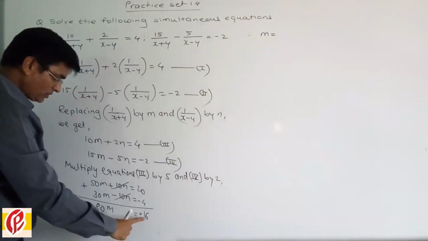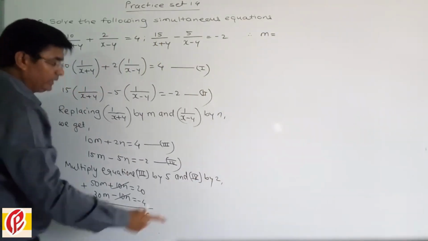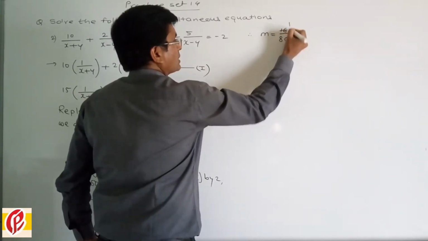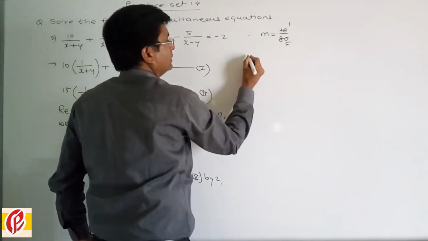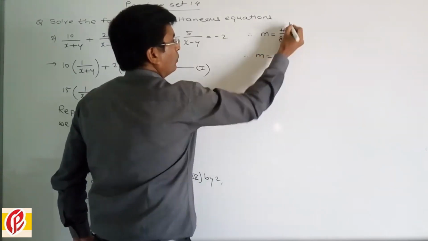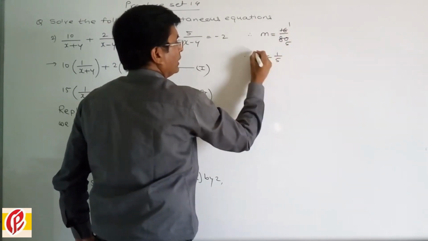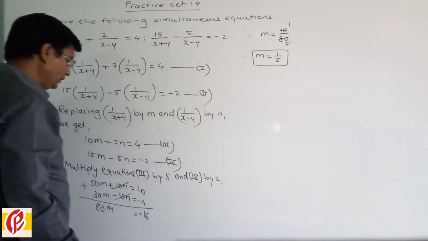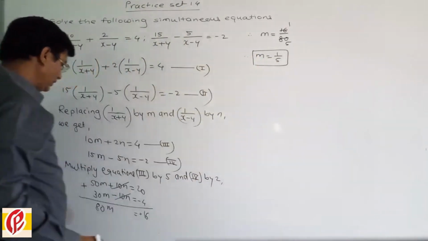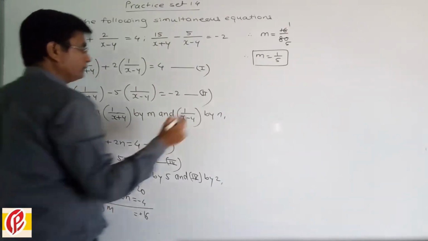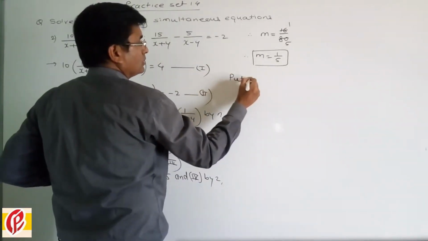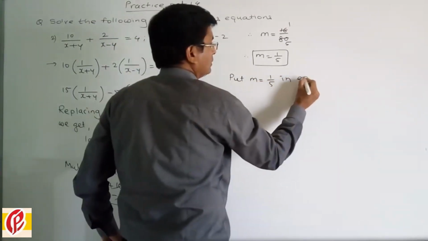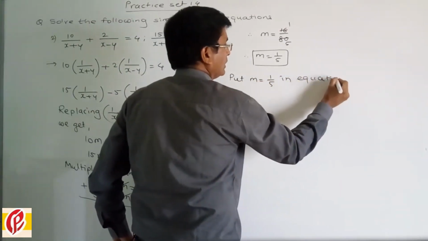So 20 minus 4 is 16. Therefore m is equal to 16 divided by 80. 16 ones are 16, 16 fives are 80. Therefore m is equal to 1 upon 5. So we get m is equal to 1 upon 5. Now put this value of m in equation 3. So put m is equal to 1 upon 5 in equation 3.